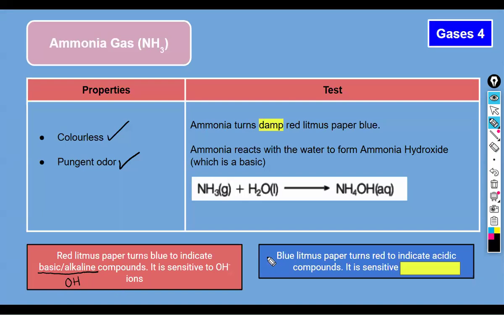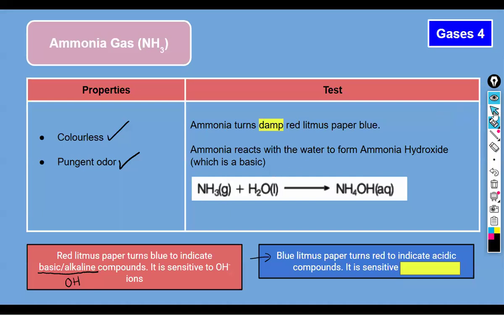Now, see if you can answer the question here. Something is missing in the yellow space here. Blue litmus paper is used to what? To detect acidic compounds. So blue litmus paper turns red to indicate acidic compounds. So blue litmus paper is sensitive to what? Red litmus paper is sensitive to OH ions. What do acids have? What makes an acid an acid?